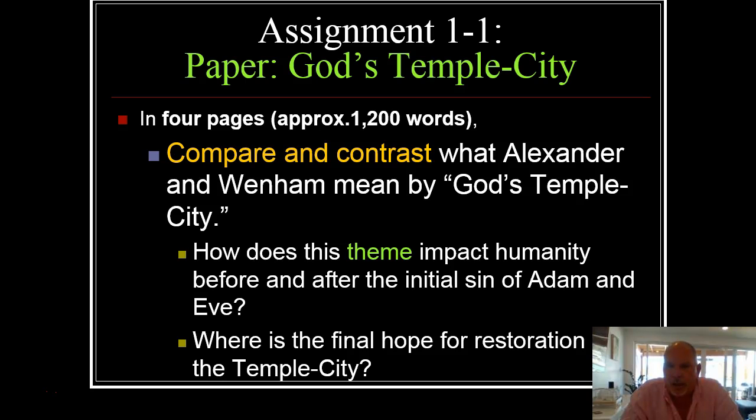Once you move beyond an understanding of Alexander and Wenham, then I wanted you to move into the body of your paper, where you're engaging with what commentaries have said after these two have written, and also what different journal articles see.